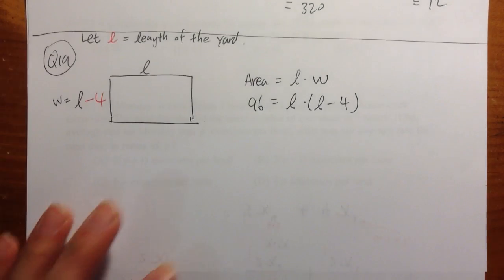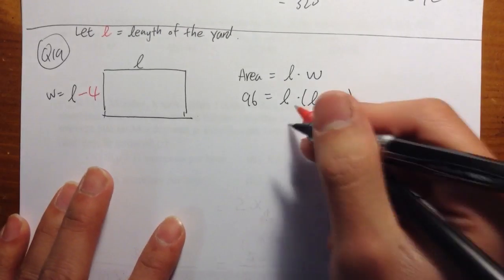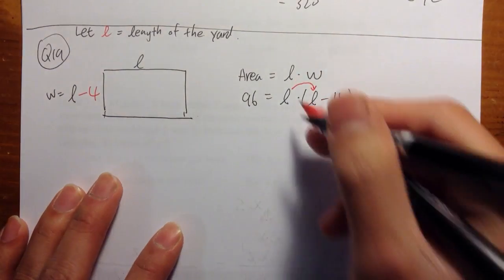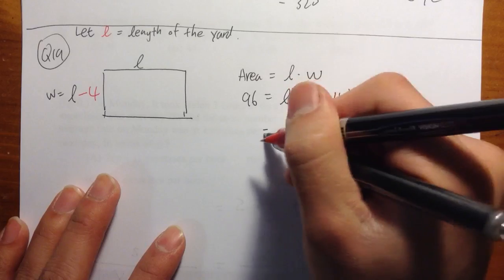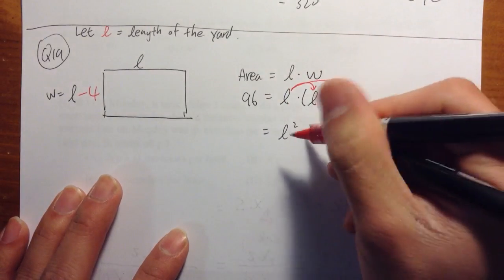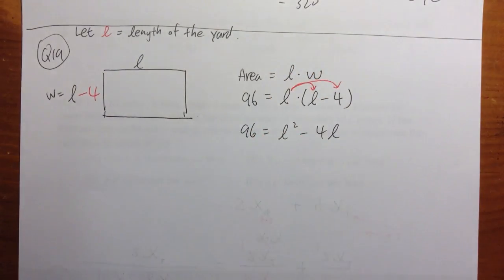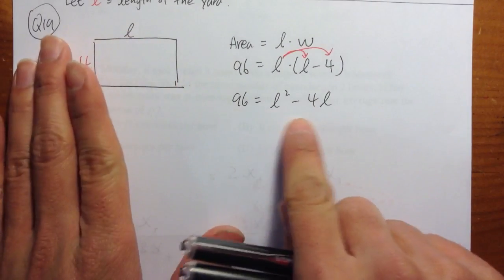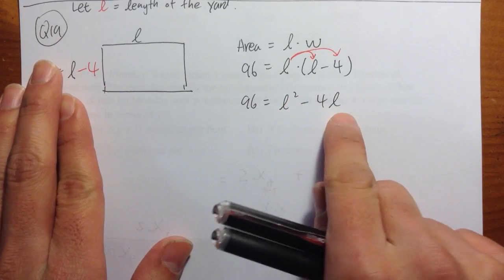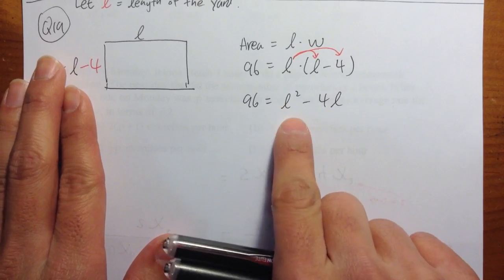Alright, let's solve this equation. One equation, one unknown. So we have parentheses and something in front of the parentheses. Take this, multiply it inside. L times L gives us L squared. And L times negative 4 is minus 4L. I still have the 96. So this is an example of a quadratic equation. We have L squared minus 4L. Okay? So the idea here is that we want to make one side equal to 0.